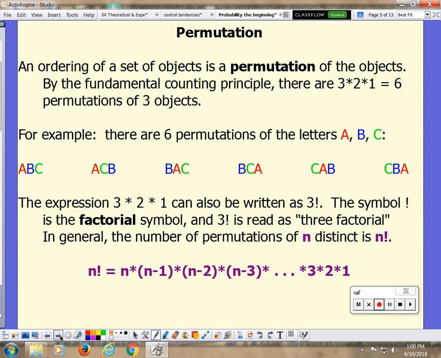So the expression 3 times 2 times 1 can also be written as 3 factorial. The exclamation mark right here is the factorial symbol, and it is read "3 factorial." In general, the number of permutations of n distinct objects is n factorial. What does that mean? Well, in fancy language, n factorial equals n times whatever n minus 1 is, times whatever n minus 2 is, and you keep doing that so on and so forth until you get to the number 1. So we're going to look at some examples here on the next slide.